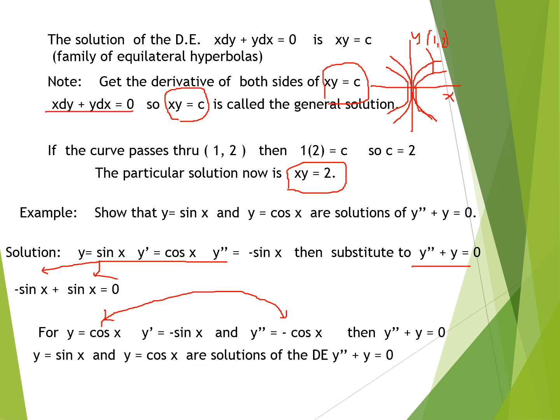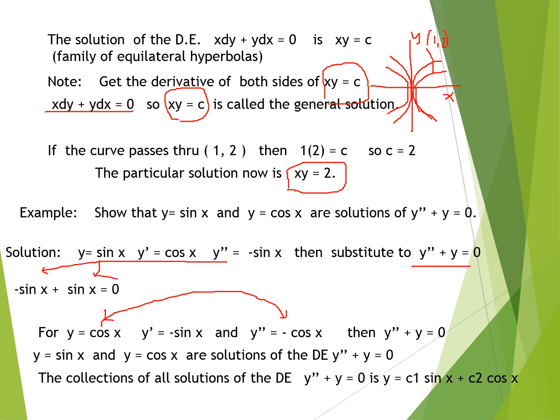Now it means that y is sine x and y is cosine x are solutions of the DE y double prime plus y is 0. Now when you say the collection of all solutions, this will now be c1 sine x plus c2 cosine x. This will now be a primitive or a general solution of the differential equation y double prime plus y is 0.